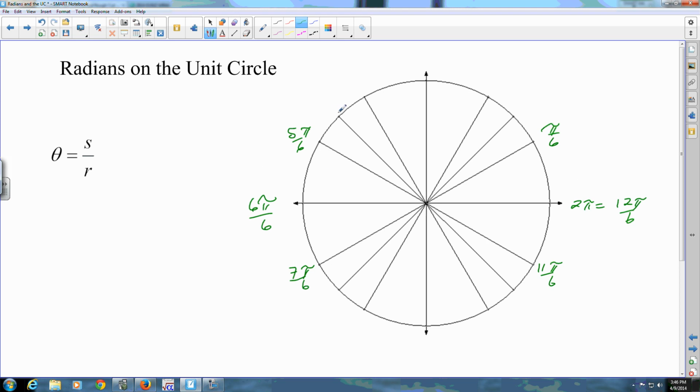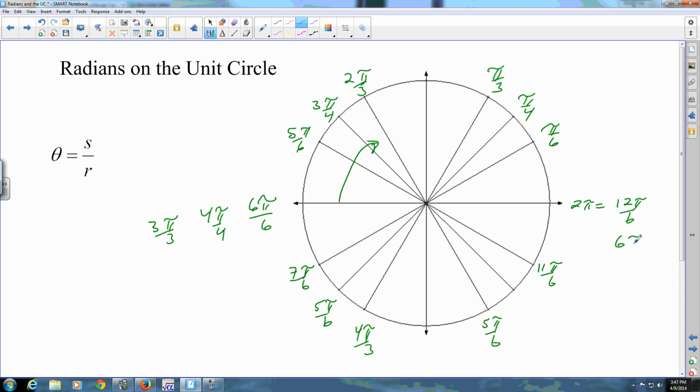You can do it with 45s. So that's pi over 4. This would be 4 pi over 4. Cut one off. 3. Add one on. 5. Do the same thing for 60 degrees. So that's pi over 3. So this would be 3 pi over 3. Cut one off. 2 pi over 3. Cut this angle off. So add it on. So that would be 4 pi over 3. And you can do the same thing here, because this would be 6 pi over 3.